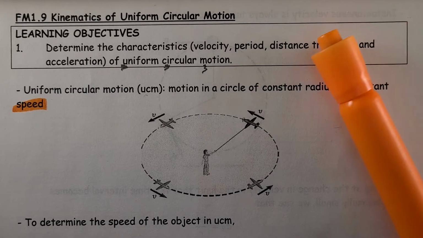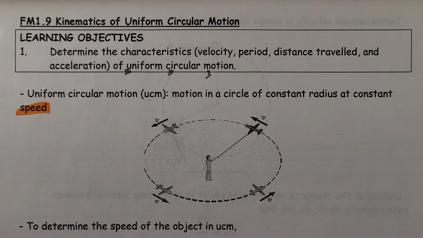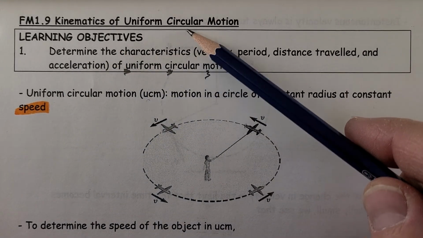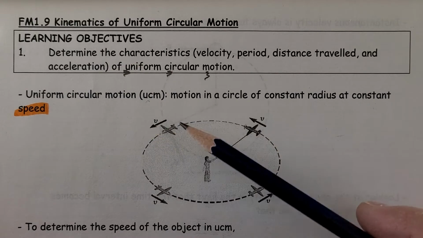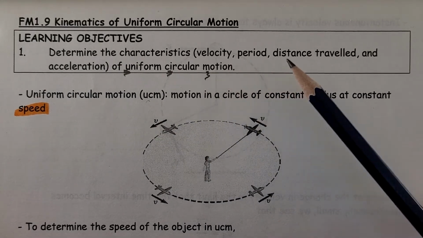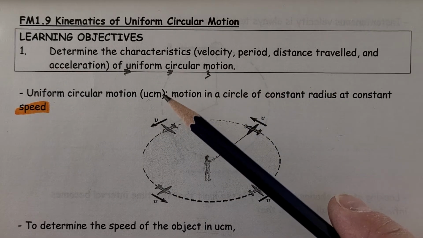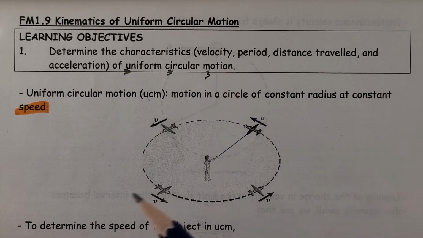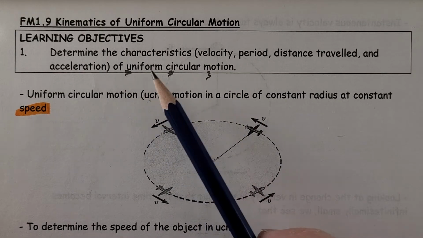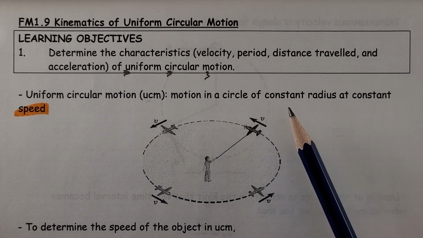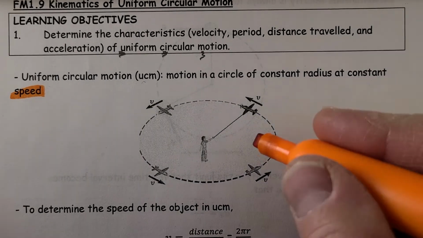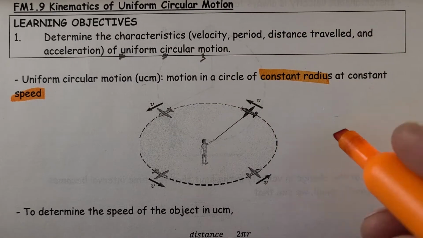Welcome back, Physics 30. So this is the FM1.9 section, Kinematics of Uniform Circular Motion. So here we'll look at determining the characteristics, velocity, period, distance traveled, and acceleration of uniform circular motion, or in short, it's referred to as UCM. So uniform circular motion is motion in a circle of constant radius and constant speed.